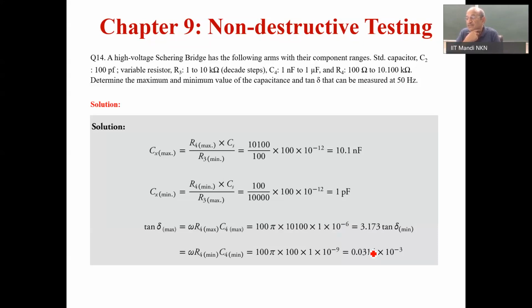Now for Cx minimum, R4 on the top you have to take minimum, and R3 maximum. So R4 minimum is 100 ohms, and R3 maximum is 10 kilo ohms, that means 10,000 ohm, and multiplied by Cs, 100 picofarad, gives you 1 picofarad. So with the help of this Schering bridge you can measure the capacitance of the test object from 1 picofarad to 10.1 nanofarad. The minimum value is 1 picofarad, maximum value is 10.1 nanofarad.